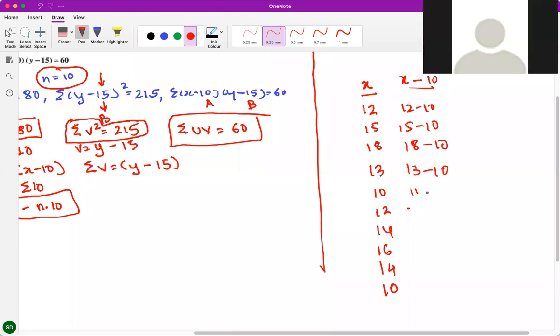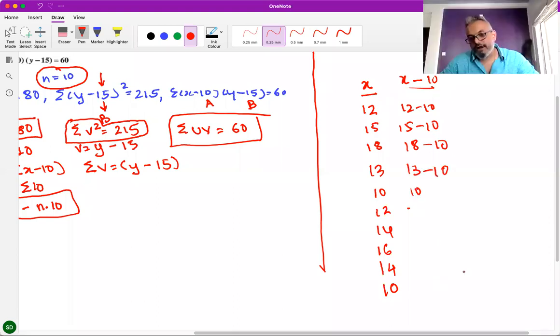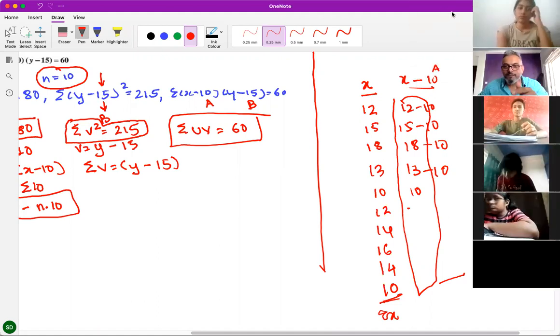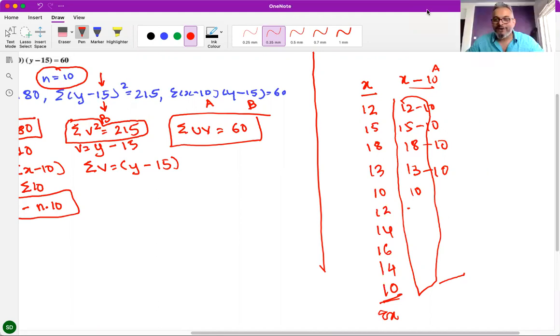So minus 10, ten times. The total of all this is what? Sigma x, which is the same as the total of this, which is sigma x. Understood this now? All of you in the Zoom session, all of you. Okay, now come over here.